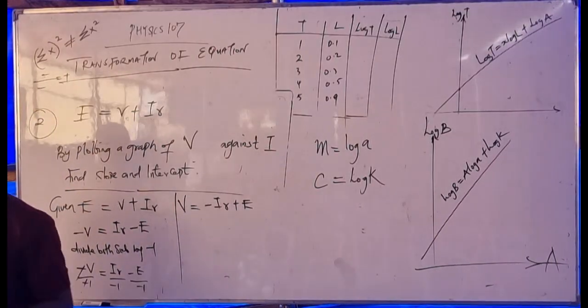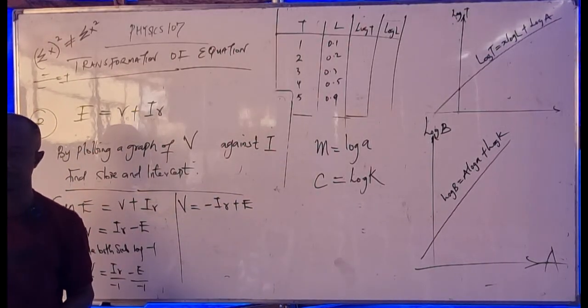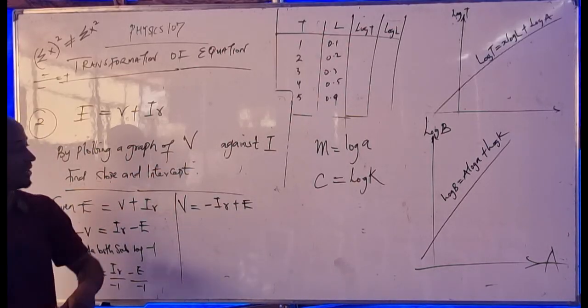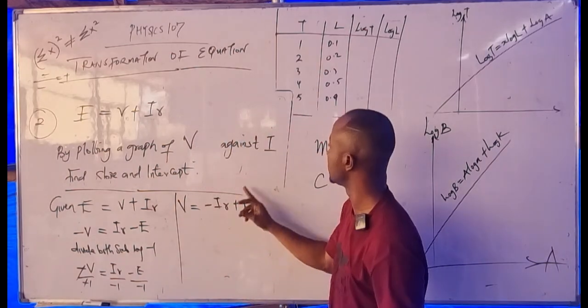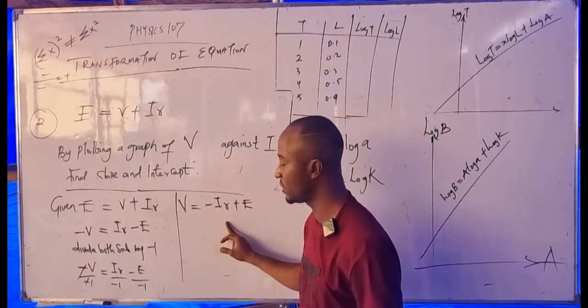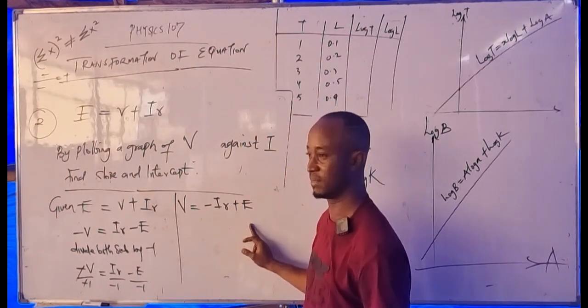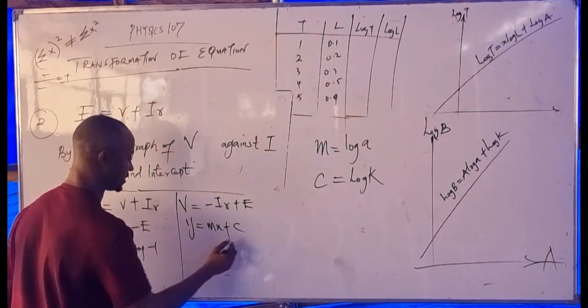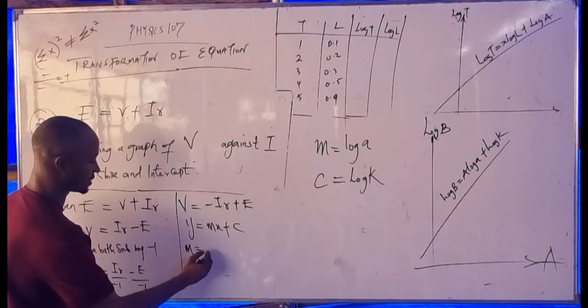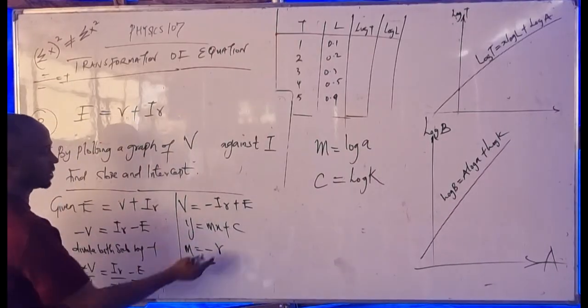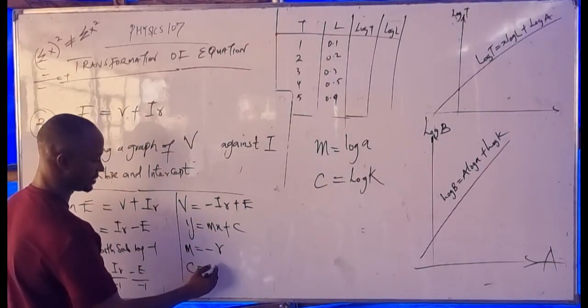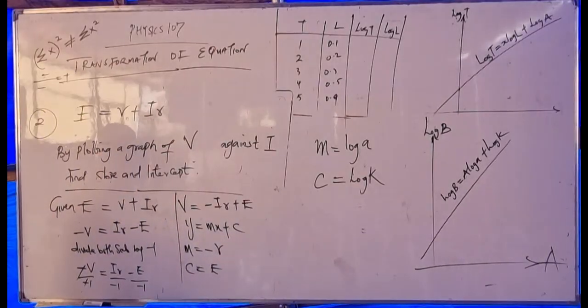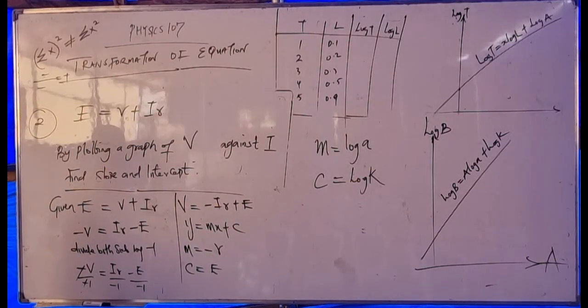What is our slope? A graph of V against I. What's our slope there? Minus R. What's our intercept? E. So from here, y equals mx plus c. Our slope, m, equals minus R, right? What about our intercept? It will be E. Thank you. Put this down.